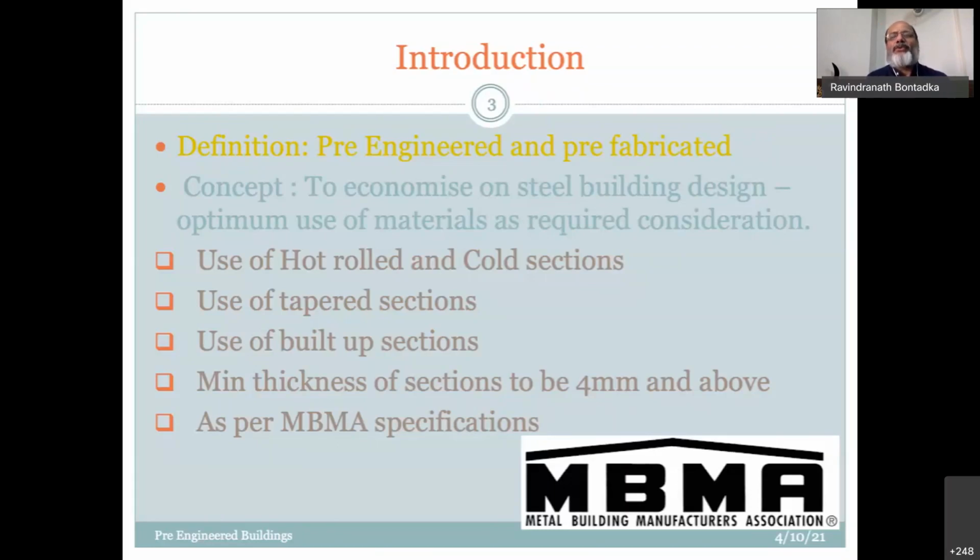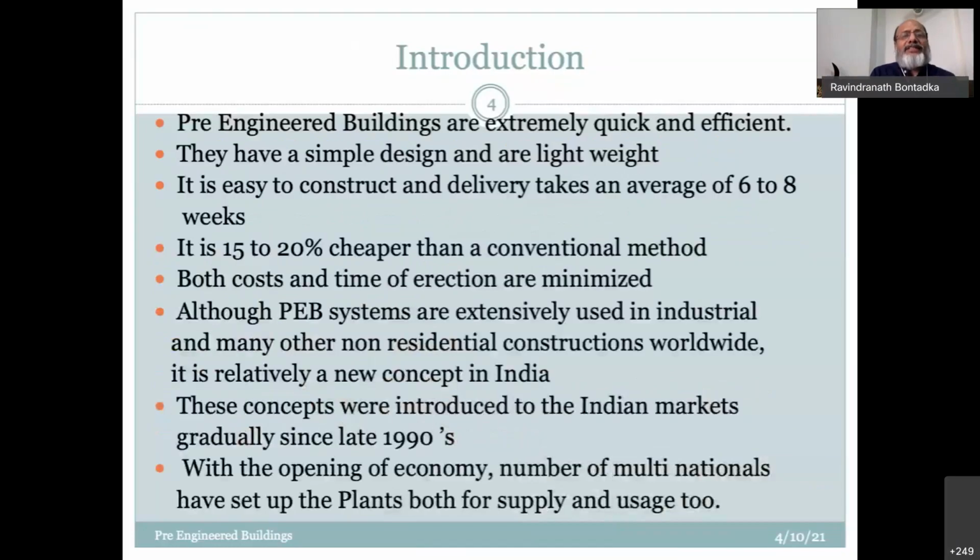Now, the concept is to economize on the steel building design, with optimum use of materials as a required consideration, where you use hot rolled and cold rolled sections together, tapered sections, built up sections, and minimum sections of about 4 mm and above. These are as per the MBMA specifications. The MBMA is the Metal Building Manufacturers Association, which started from the US, and that's how they started.